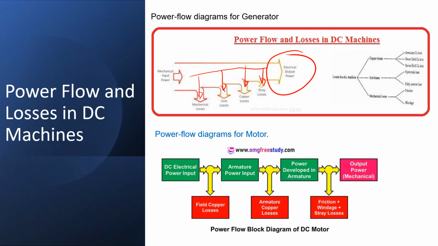Then it goes into the armature, so we have the armature power input. Then there is the armature copper loss. Then the power developed in the armature. After that, we have the friction, windage, and stray losses, and eventually we will come out with the output power. So that is the power flow and losses in the DC machines.